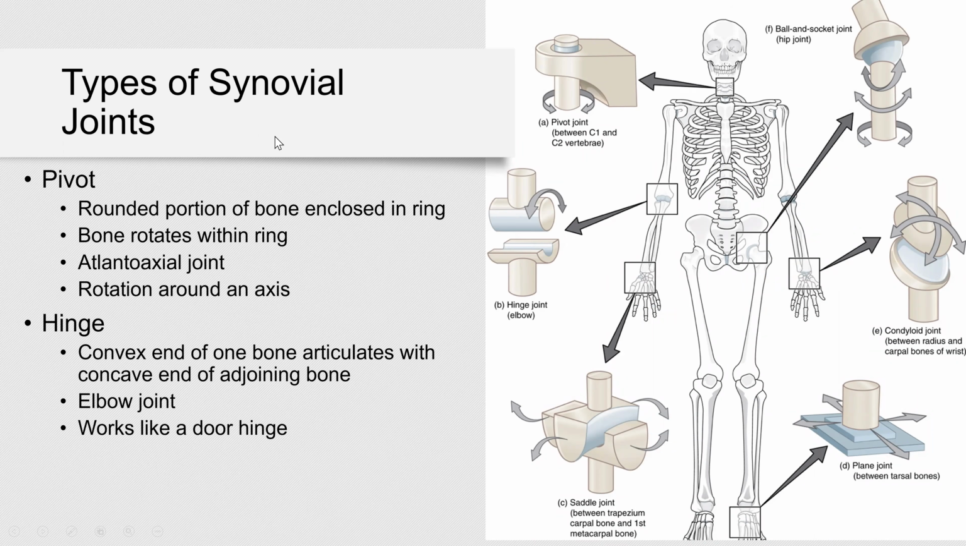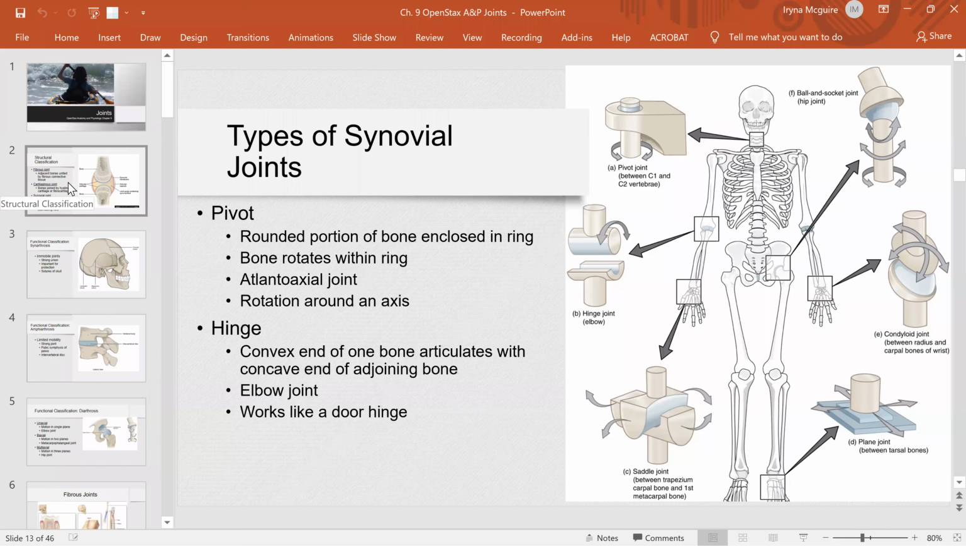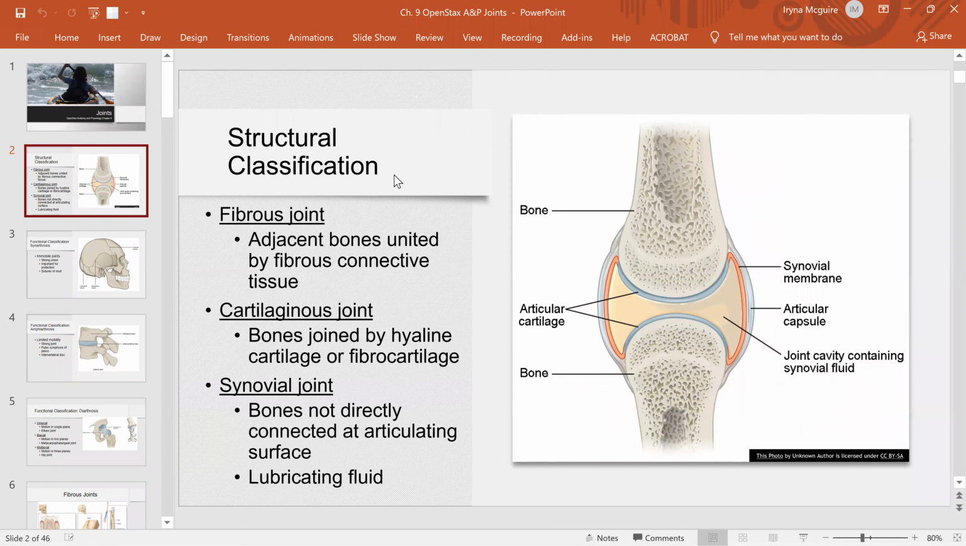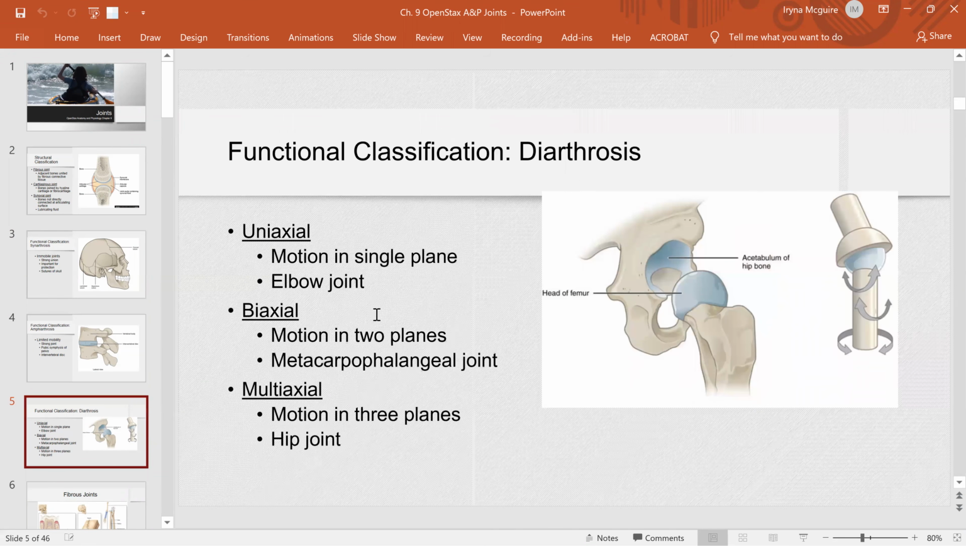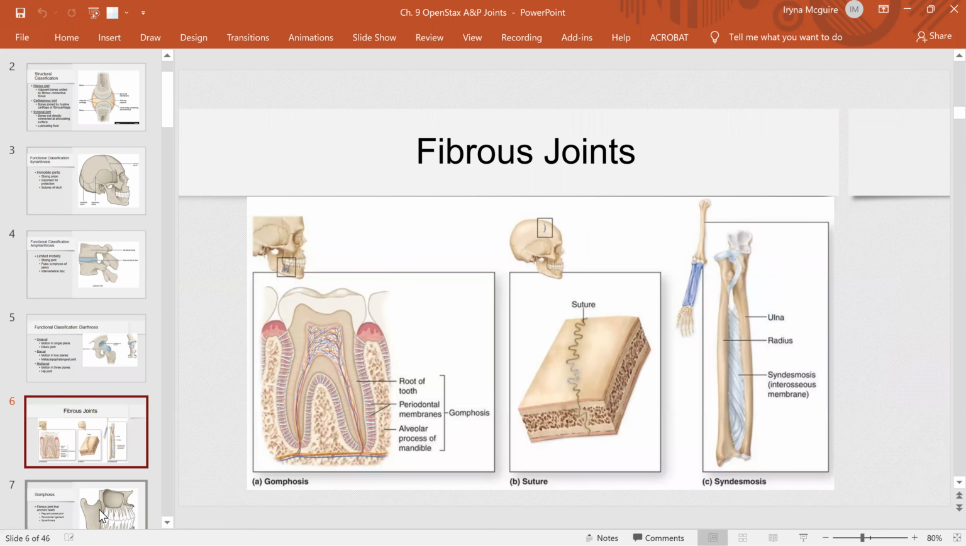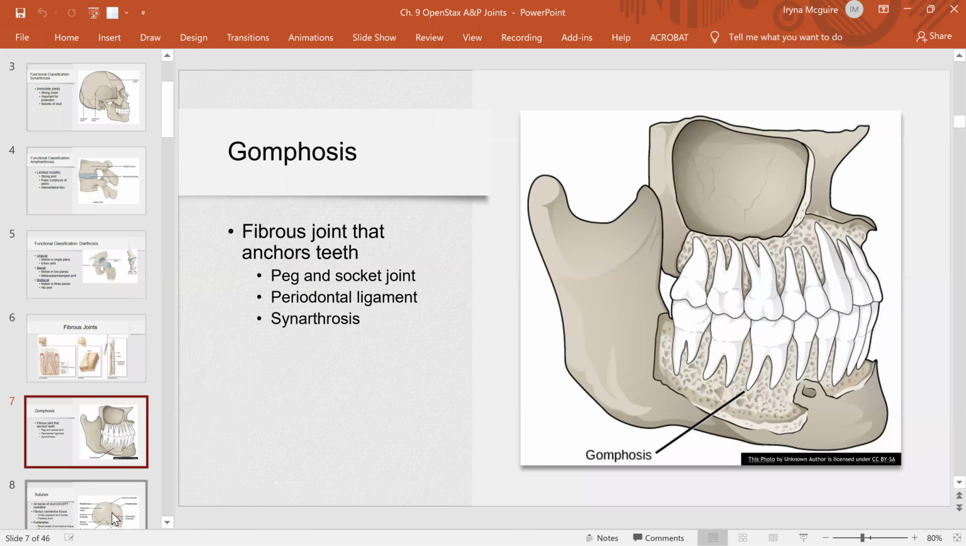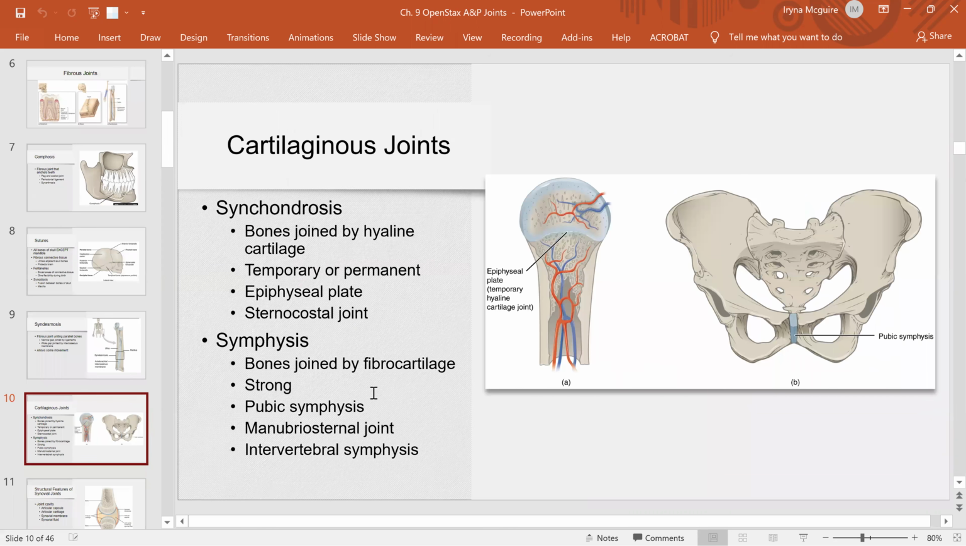Now, types of synovial joints. Before we get to this, let's review what we covered so far, right? If we want to classify joints based on structural classification, it will be fibrous, cartilaginous, and synovial. If you want to classify based on functional characteristic, it will be synarthrosis, amphiarthrosis, and diarthrosis. And then we looked at three types of fibrous joints: gomphosis, suture, syndesmosis, right? Then we looked at two types of cartilaginous joints, synchondrosis and symphysis.